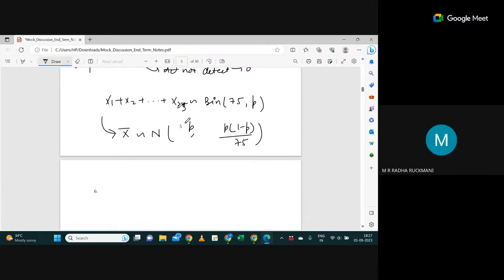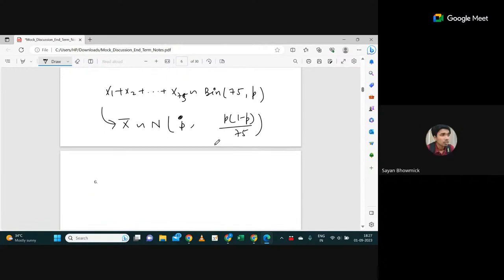It is clear or any doubt at this point? Please repeat the last part. So you are taking the proportion, isn't it? The proportion logic you are using. We can go with the proportion also. We can go with this binomial also, no problem.